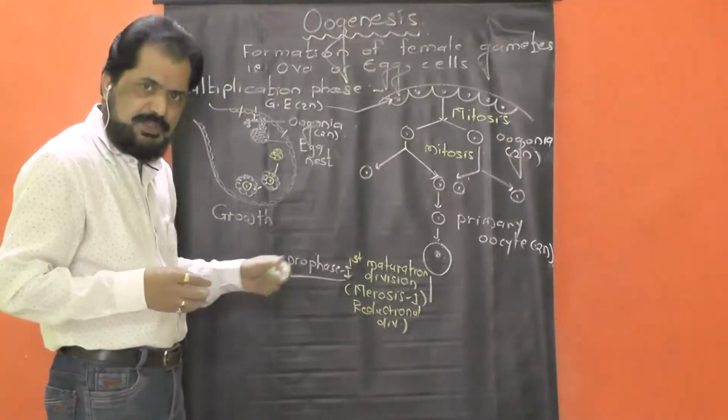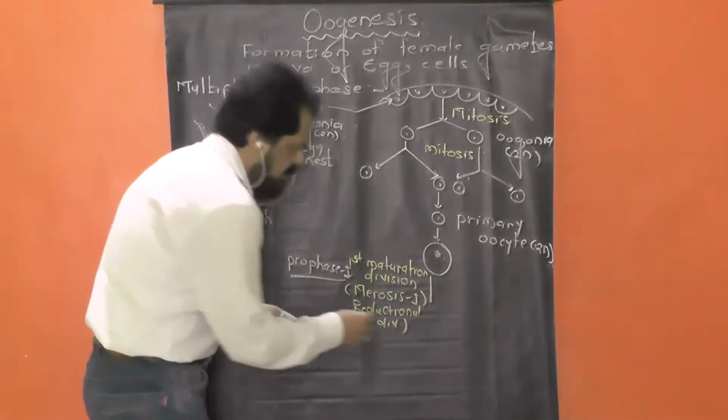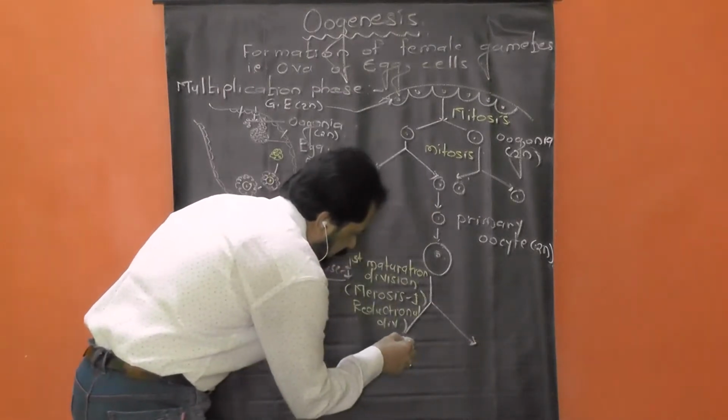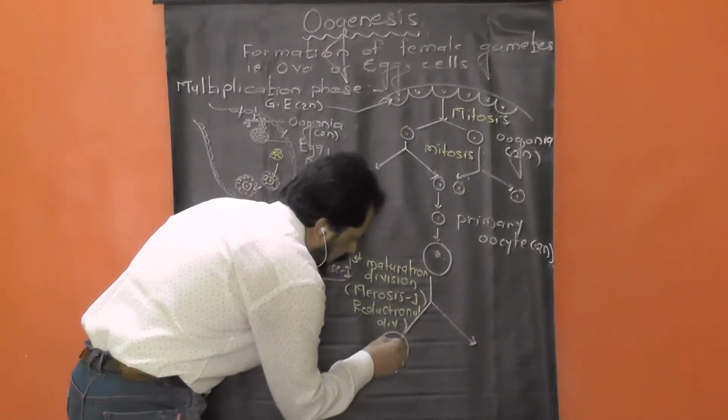First maturation division, that is meiosis first, and ultimately there is formation of two haploid cells.